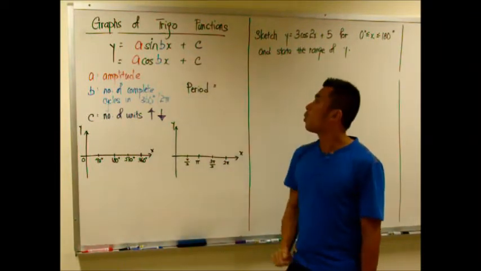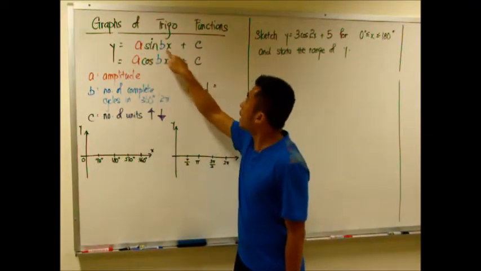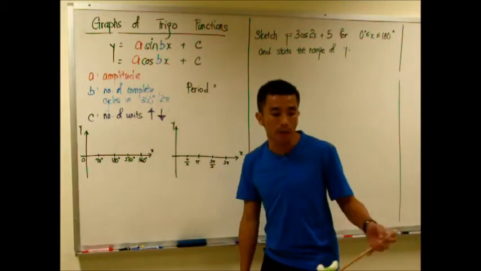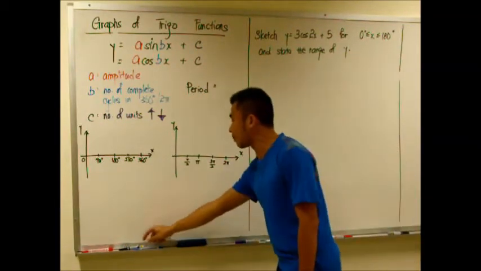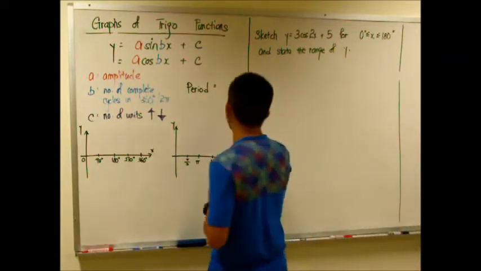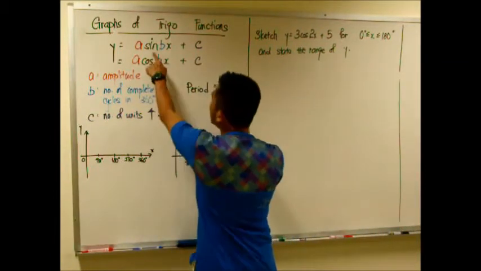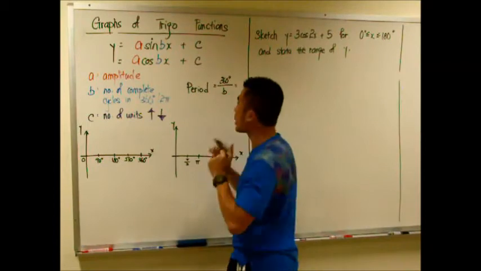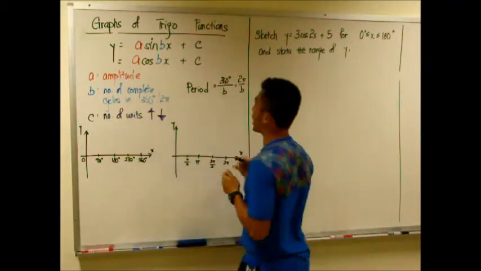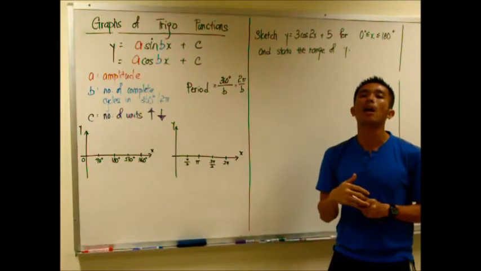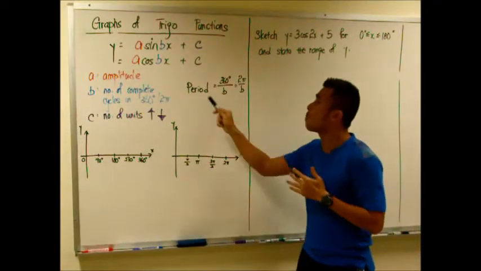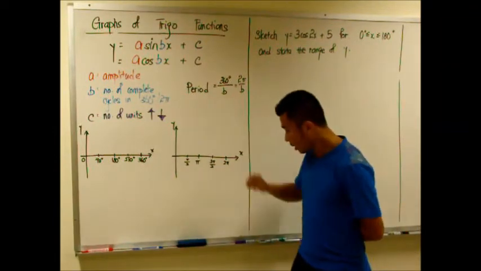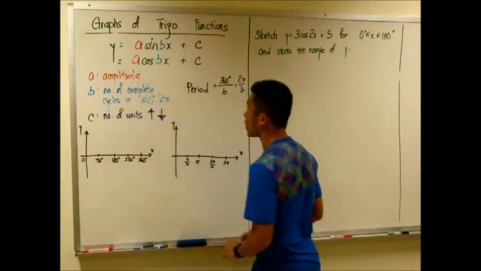Now, other than your A, B, and C, you also know and are aware of this term called the period. What exactly is the period? A lot of you will tell me, period, Mr. Liu, is 360 degrees divided by the B here. Or, if you want it in radians, it will be 2 pi divided by B. Yes, you are aware of how to do the calculation. But what exactly is the meaning of a period?